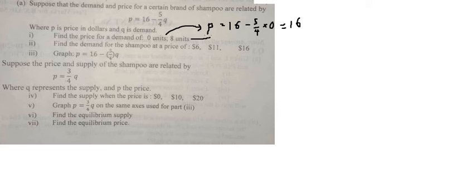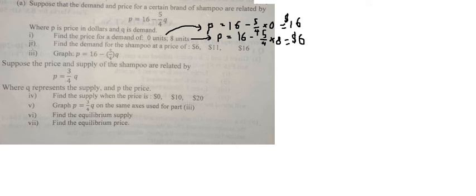The next one, 8 units. We have P is equal to 16 minus 5 over 4 multiplied by the number 8. And this one, you get 6. So this is $16 and $6.